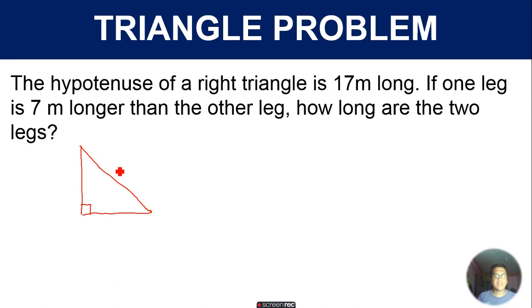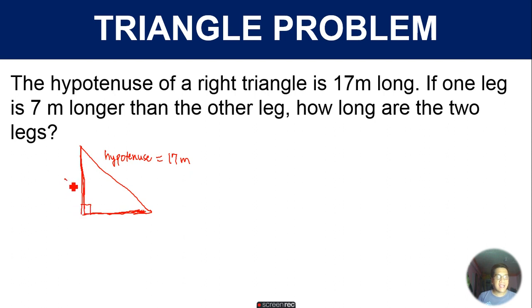So, the hypotenuse is the longest side of the right triangle. So, this is our hypotenuse, and therefore this is 17 meters long. Now, it says if one leg is 7 meters longer than the other, so there are two legs. This is the first leg, and this is the other leg, but the other leg is 7 meters longer than the first.